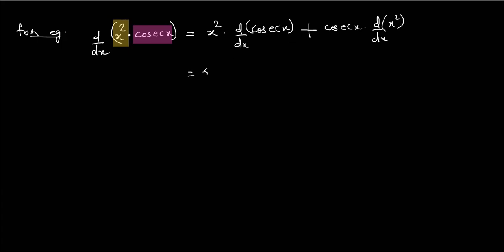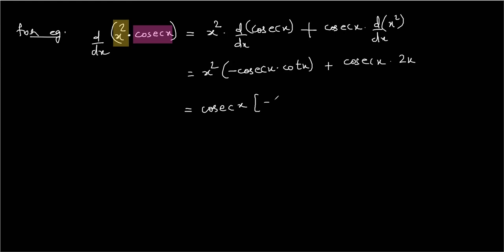So this is x square, d by dx of cosec x is minus cosec x into cot x, plus this is cosec x, and derivative of x square with respect to x is 2x. If you want, you can take this cosec x common. So when cosec x is common, you get here cosec x multiplied to minus x square cot x plus 2x. This is the answer.